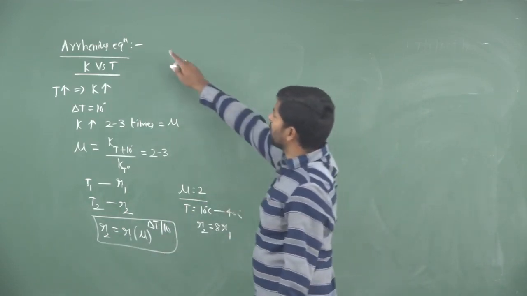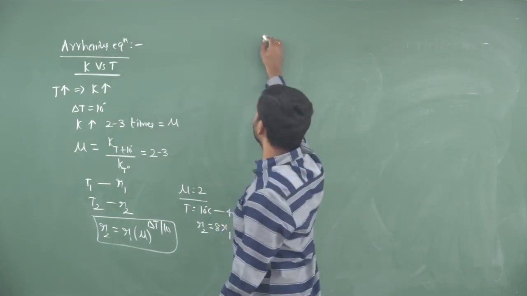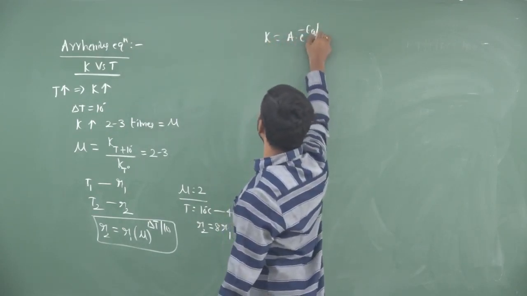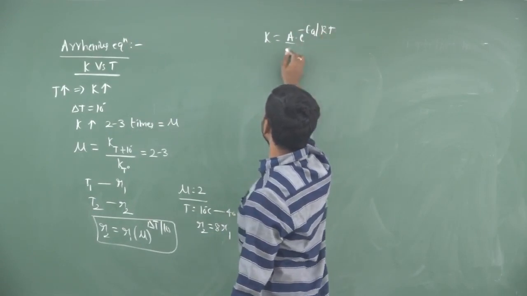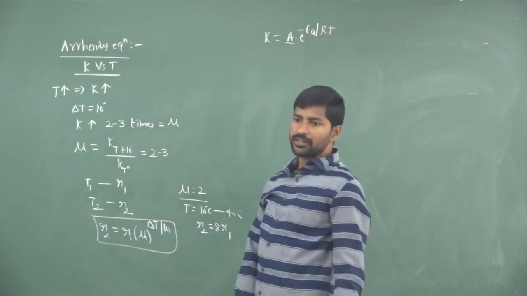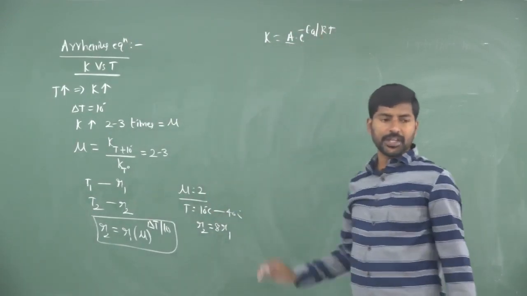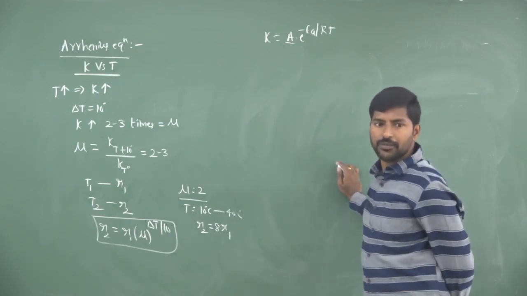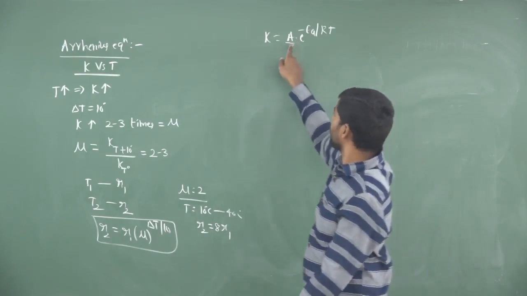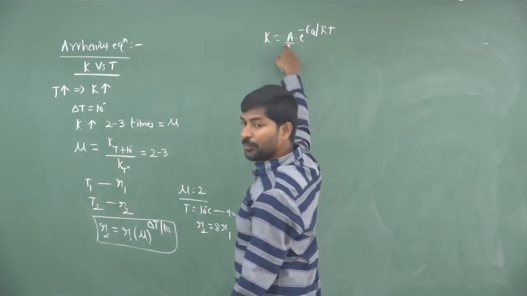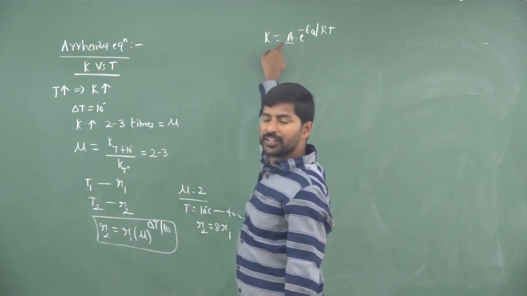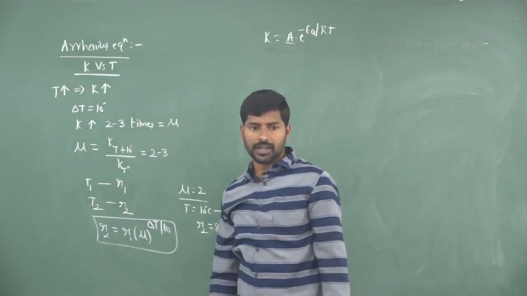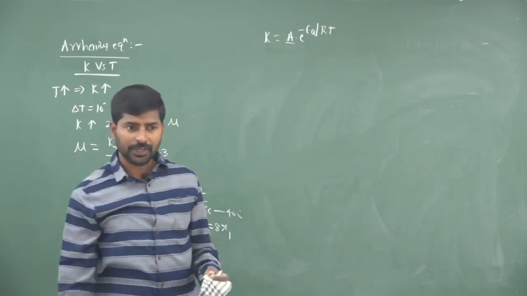What is the relation between K and T based on the Arrhenius equation? K is equal to A into e power minus EA by RT, where A is called the Arrhenius constant, pre-exponential factor or frequency factor. So what is A and what is its importance? A is the maximum rate constant possible for a given reaction. That is the upper limit for the rate constant.